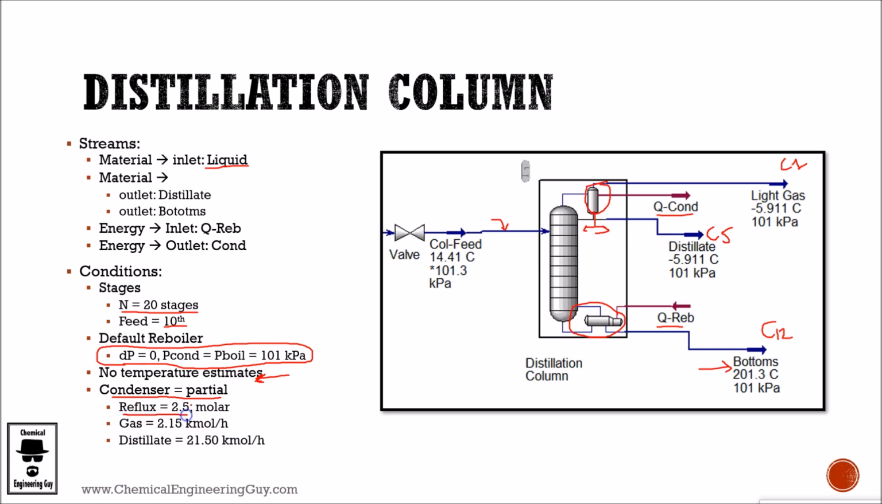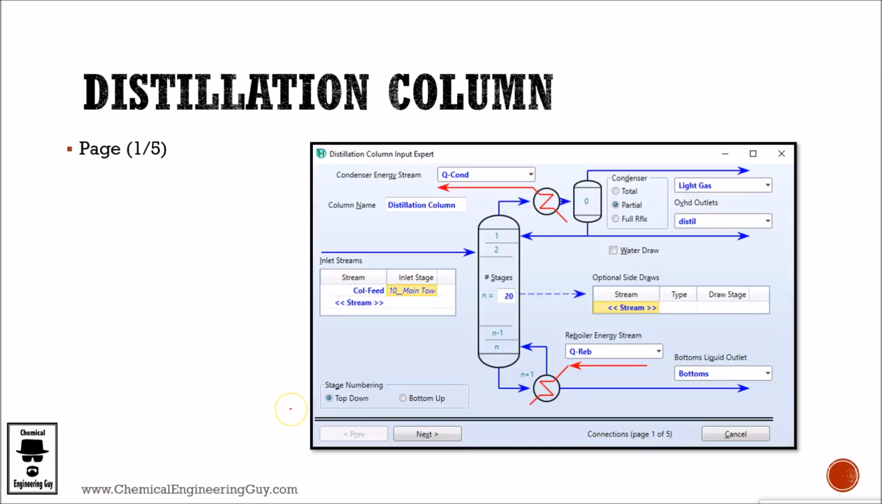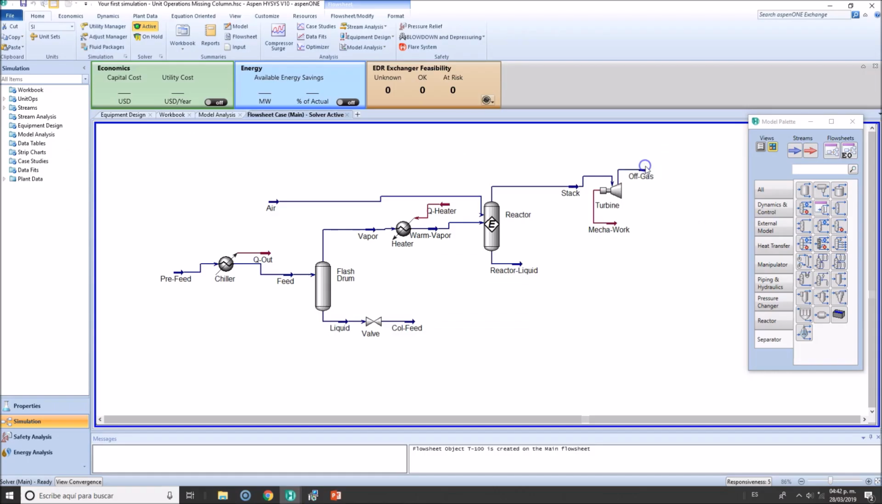Reflux is 2.5 molar. And the gas to distillate ratio is 1 to 10. So for 1 mole of gas, we have 10 moles of distillate. In this specific case, we have these numbers. And, well, it's time to fill up the simulation.